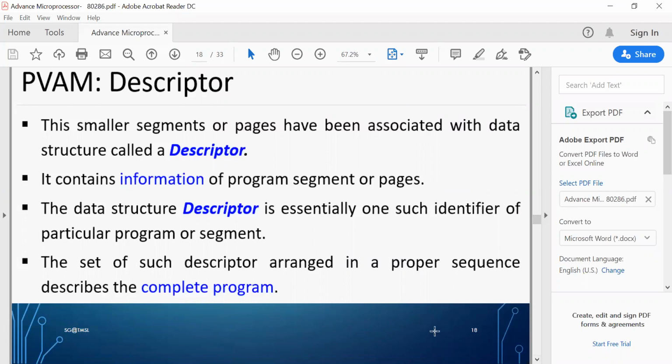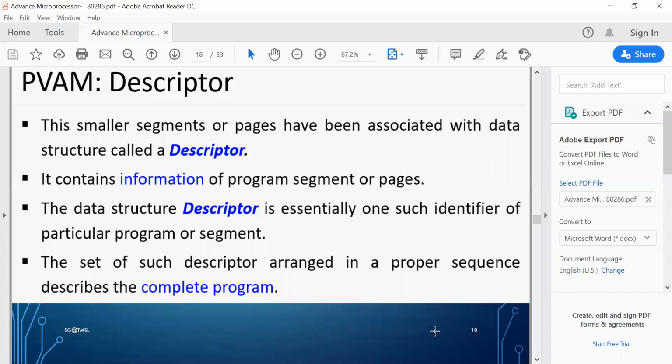Now coming to the descriptor, why is this descriptor so important in protected virtual address mode? The smaller segments or pages are associated with a data structure called a descriptor. So what actually is a descriptor? A descriptor is a block of contiguous memory locations containing information of a segment. It's a continuous memory location, and all the information of the segment is stored inside the descriptor.